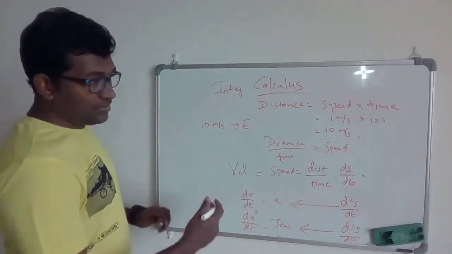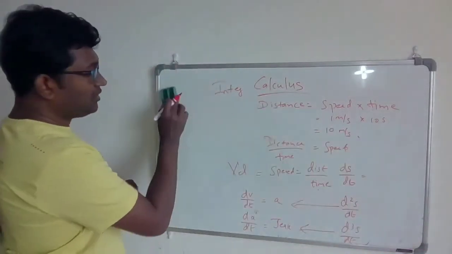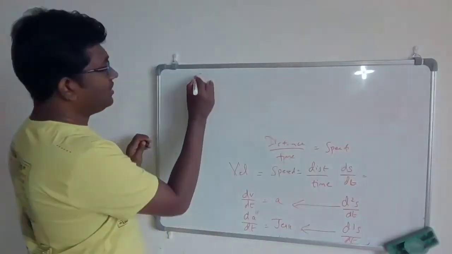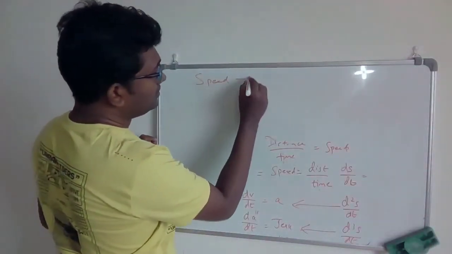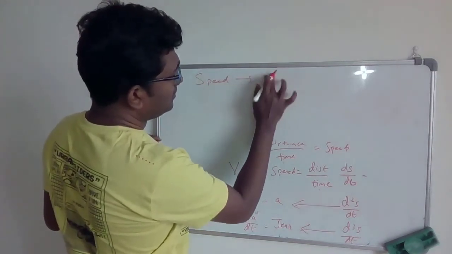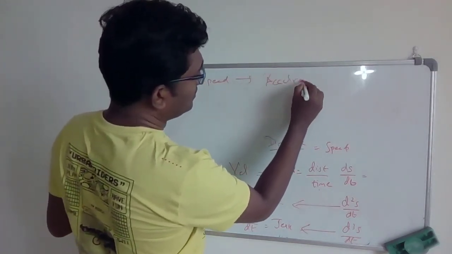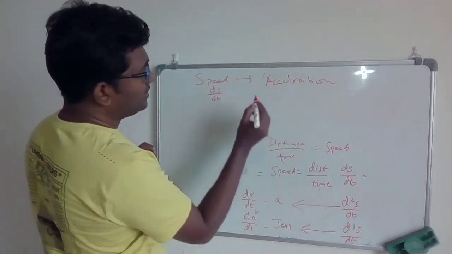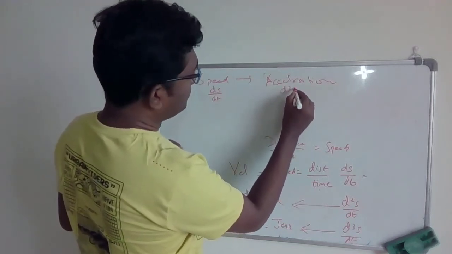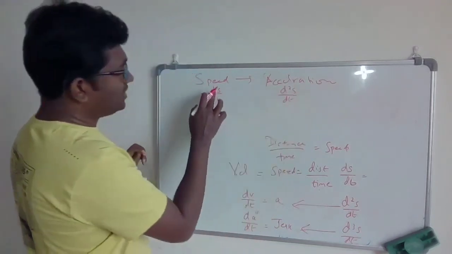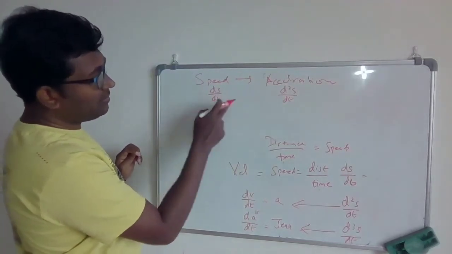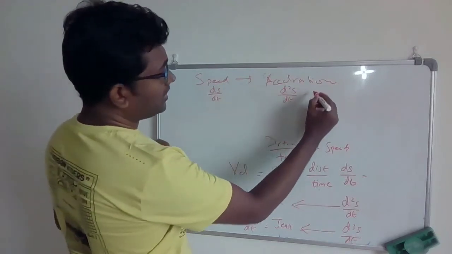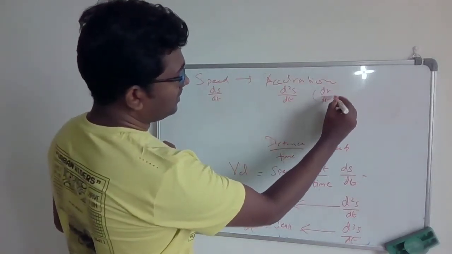So how is this connected to integration? If you look at this, let me write it this way: speed, acceleration. Okay, so this is ds by dt. This is d squared s by dt squared. This is change in distance with respect to time. This is the second derivative of distance with respect to time, or you can write it as the rate of change of velocity as well.